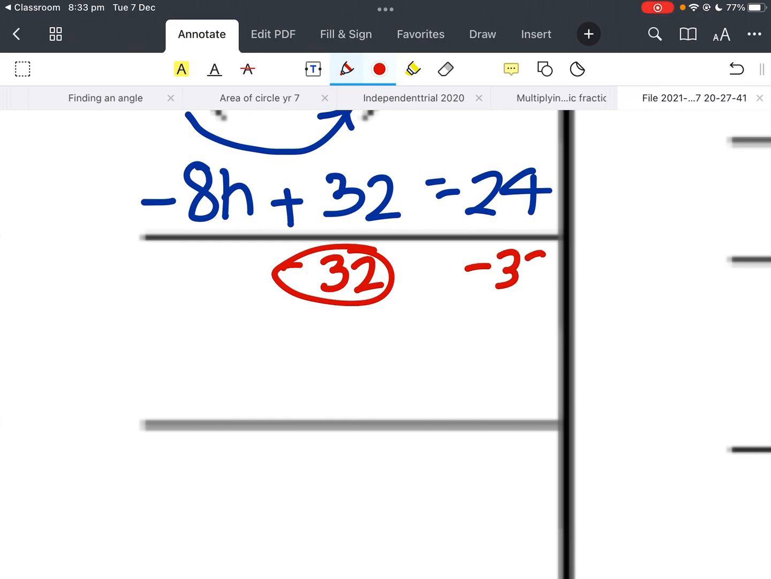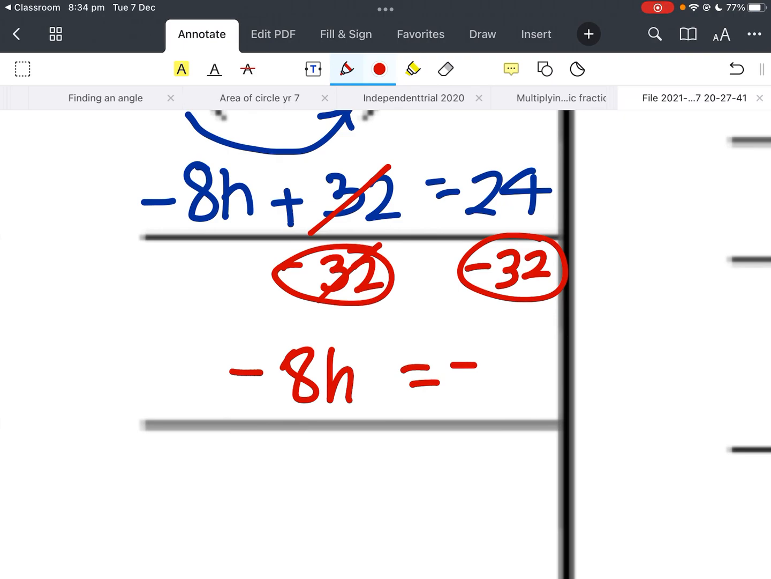So let's subtract 32 from both sides. Cross off the 32s. I'm left with negative 8h equals, now what's 24 take away 32? Now look at that. The bigger number, 32, is a negative number, isn't it? So that automatically tells me my answer is going to be negative. Now if you're not good with your negatives and positives, make sure you double check on your calculator.